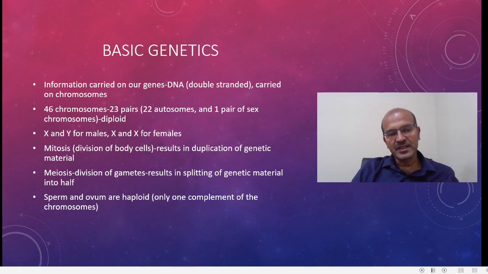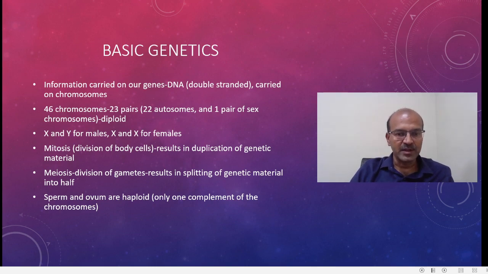The normal body cells multiply by mitosis, which results in duplication of the genetic material into two equal halves. The diploid pattern is preserved. Meiosis is specific for division of the gamete cells, which is the sperm and the ovum. This results in splitting of the genetic material into half. So each sperm or each ovum has only one half of the genetic material needed for a cell.